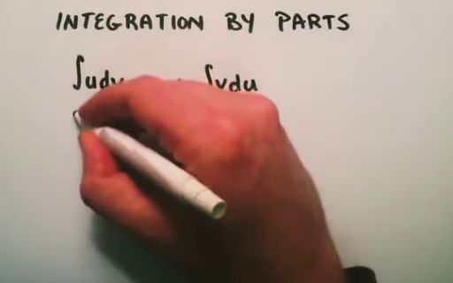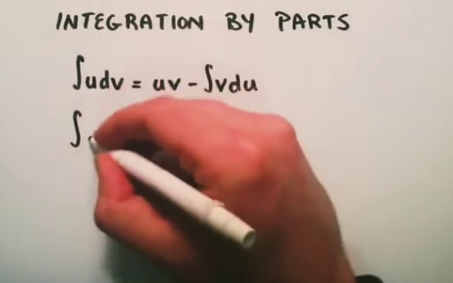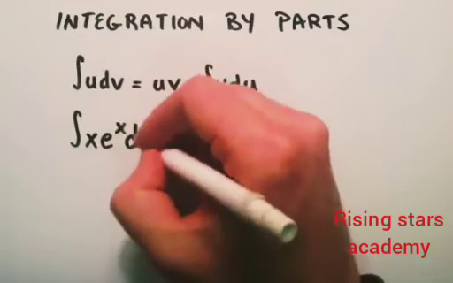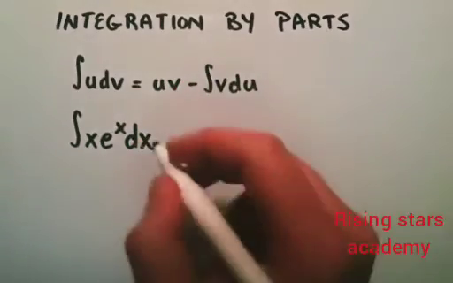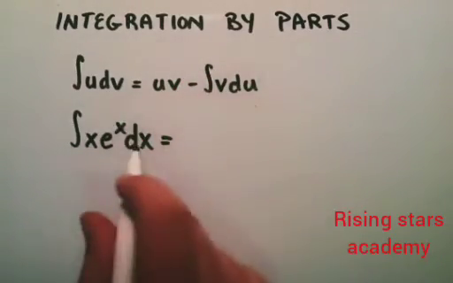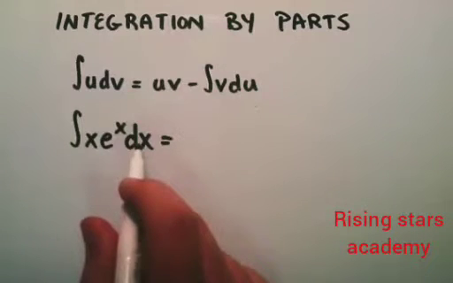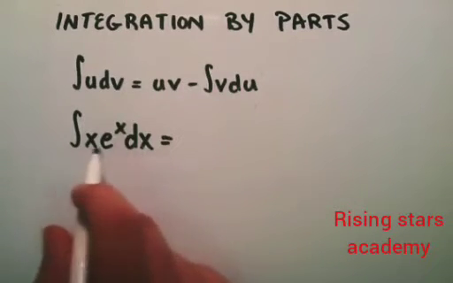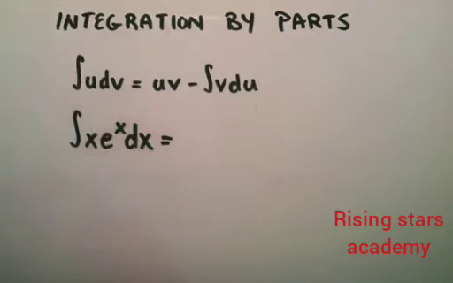So for our example, we're going to look at the integral of x times e to the x with respect to x. And we want to use integration by parts to do this. So what we have to do is label part of this u, and the other part of it we need to label dv.